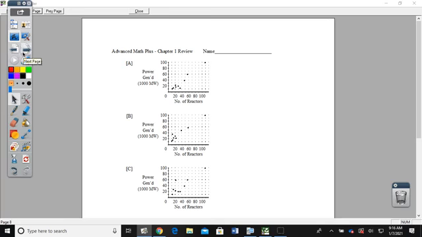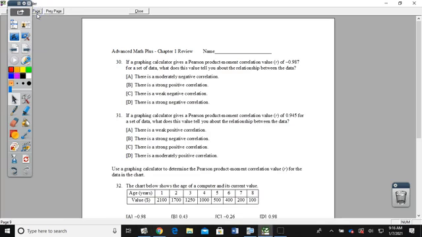30. Hit the wrong button. 30. We talked about this. These are really quick. The graphing calculator gives a Pearson product moment correlation value R of -0.987 for a set of data. What does this tell you about the relationship between the data?